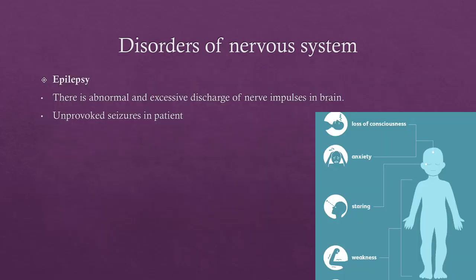The next, now we will discuss epilepsy. There is abnormal or excessive discharge of nerve impulses in brain. So dear students, actually epilepsy is a central nervous system disorder in which brain activity becomes abnormal, causing seizures or periods of unusual behavior and sensations, or unprovoked seizures in patient can be seen.